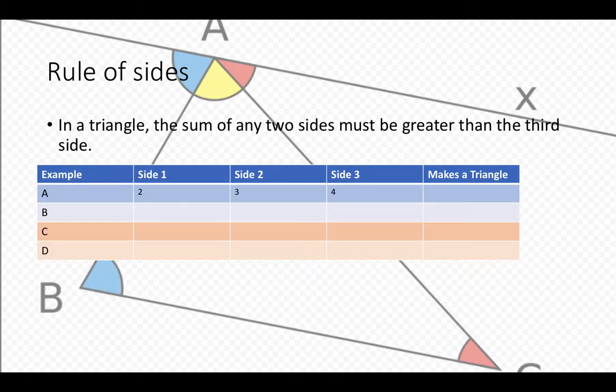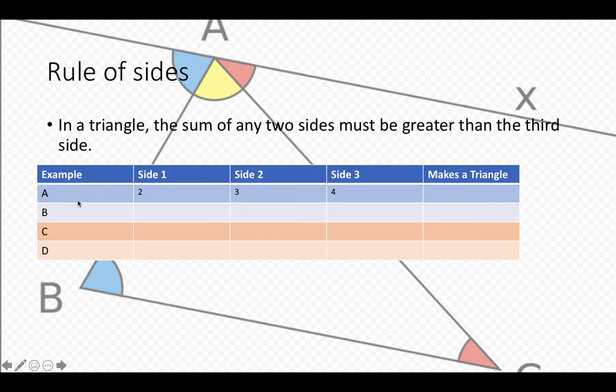So what we're going to do now is look at the rule of the sides of a triangle, which means that in a triangle, the sum of any 2 sides must be greater than the third side. So that means I can take the sides of any triangle and add them up 2 at a time, and it should be greater than the remaining side. So here I have an example. We're going to go through 4 different ones to show you what I mean.